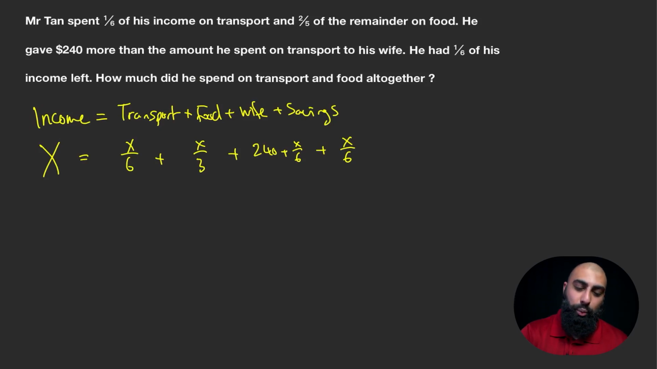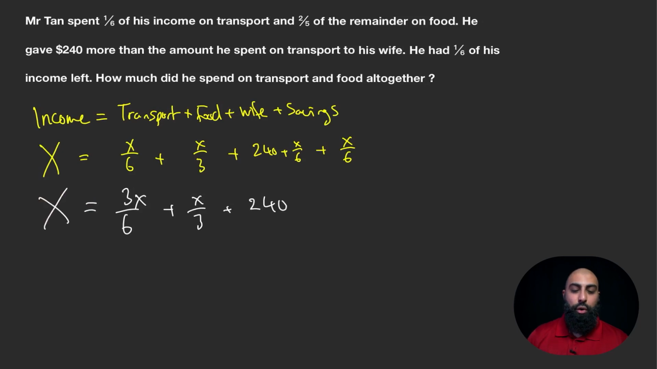If we look here, we have 1/6 plus 1/6 plus 1/6. So I'm just going to write that as 3 over 6. We've got 3/6 of X, plus obviously the third plus the 240, and that's equal to his total income. Now, we can write this as a half. So we've got a half X plus a third X plus the $240 is equal to the total income.